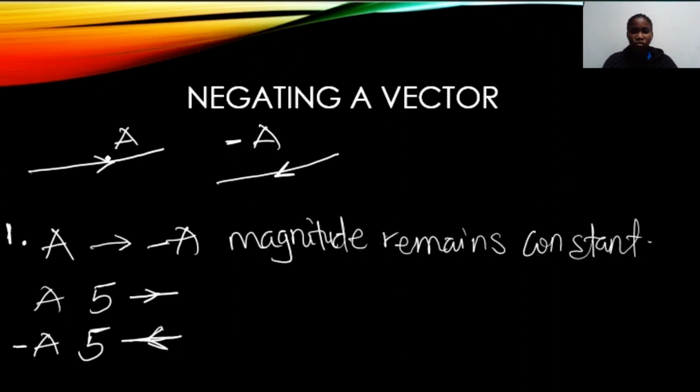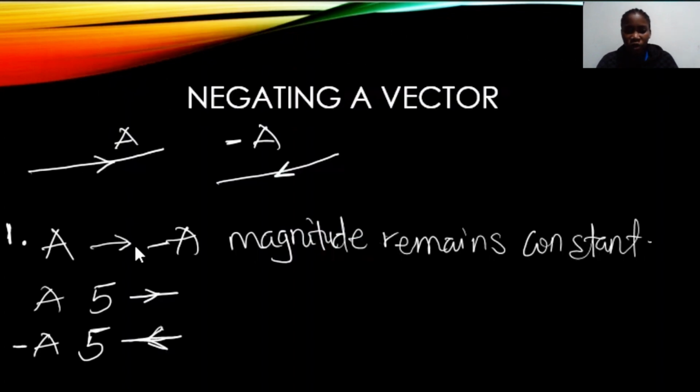And let's move to the next observation. Still talking about the first observation, the magnitude of a vector is never negative. It's always a positive number. So even when the vector is negated, its value doesn't change. It always remains a positive number, but the direction only changes when you are negating it.